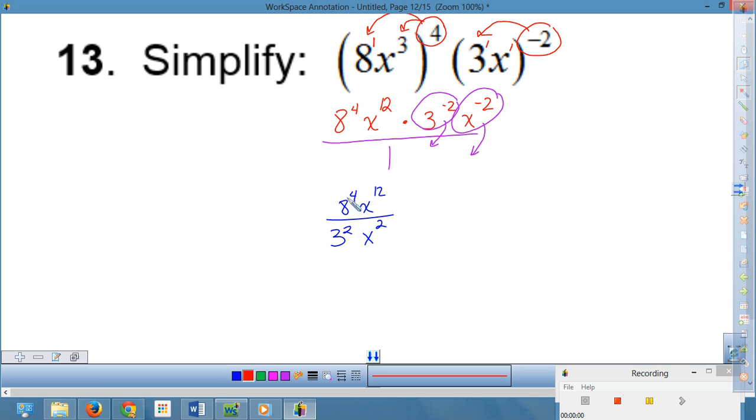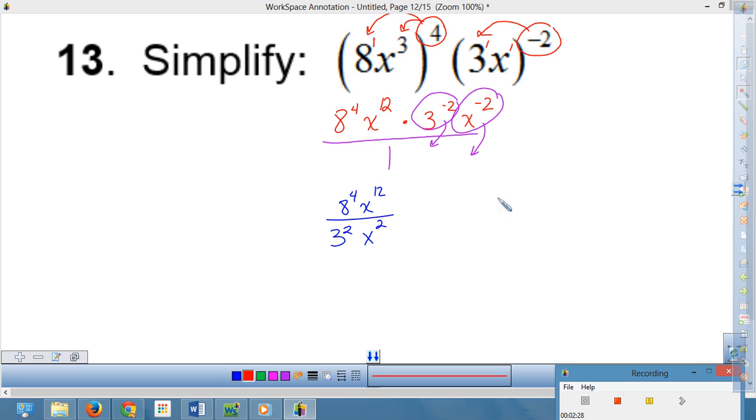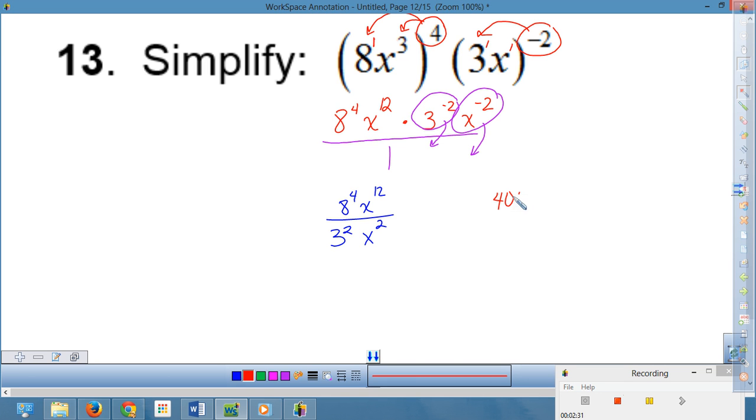So now we need to figure out with our numbers, what do these actually equal? So 8 to the 4th, if you type it in your calculator, is 4096. You get x to the 12th over 9x squared. Okay? And then we're going to take the x's and look at these.